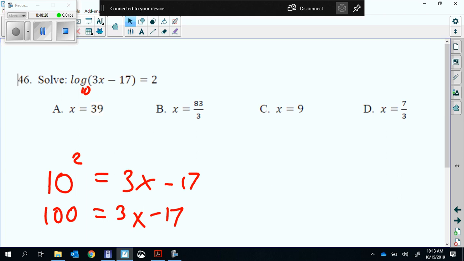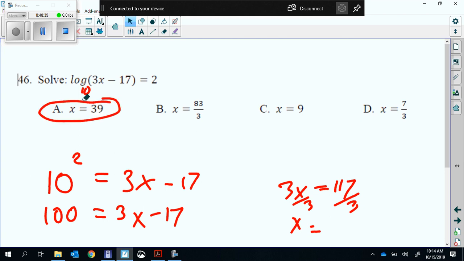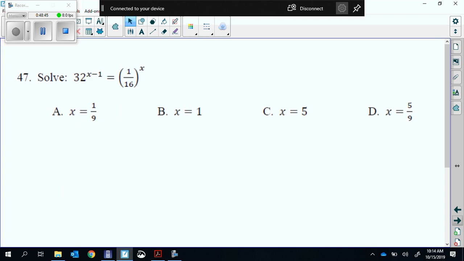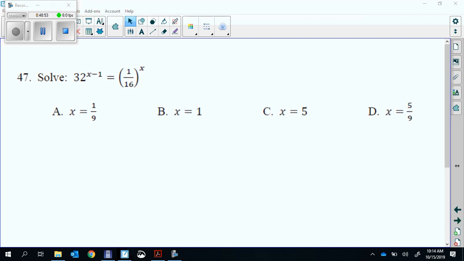Similar concept right here, except we have to change everything so that they have the same base. So 32 and 16 are both powers of 2. So 32 is 2 to the 5th, because it goes 2, 4, 8, 16, 32. And then to the x minus 1. 1 over 16 would be a negative exponent. So it's 2 to the negative 4.